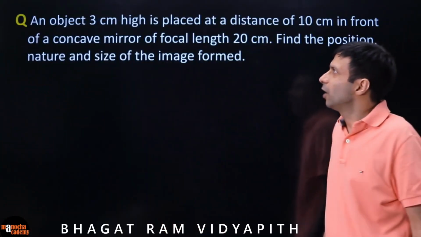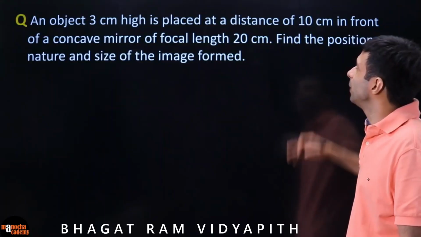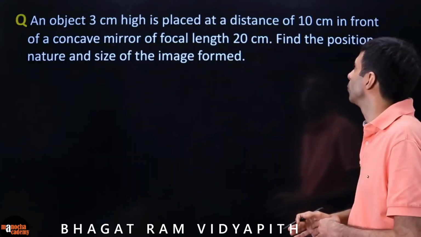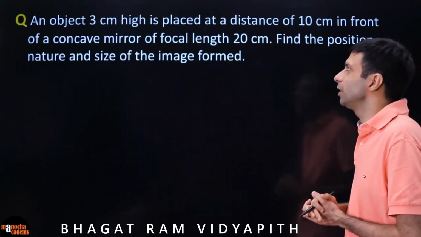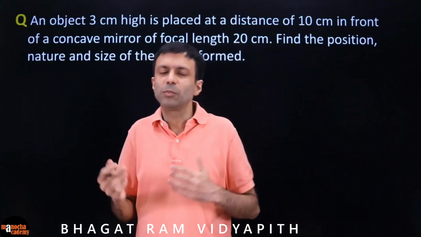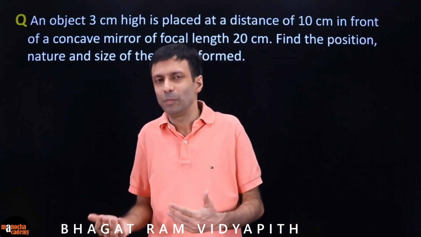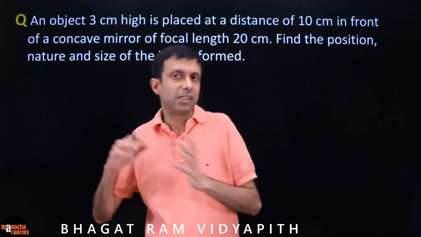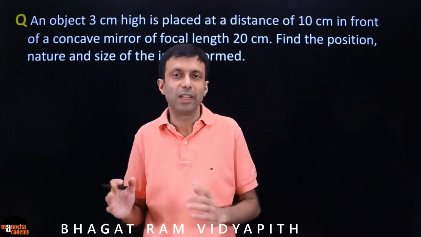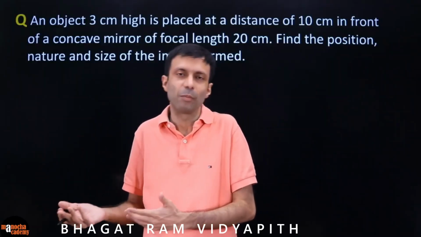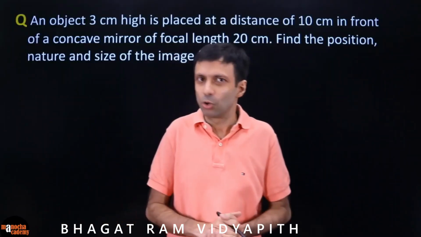Next question. An object 3 centimeters high is placed at a distance of 10 centimeters in front of a concave mirror of focal length 20 centimeters. Find the position, nature and size of the image formed. So now the real sums are coming, because those sums were very simple. They were just magnification based, formula based, right? Now it's really coming that, object distance, image distance, finding those kind of things. So that means we have to use maybe mirror formula or maybe magnification formula as well. So now let's see how to solve this.